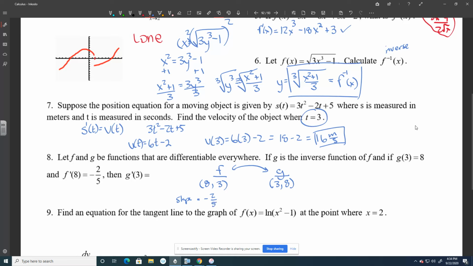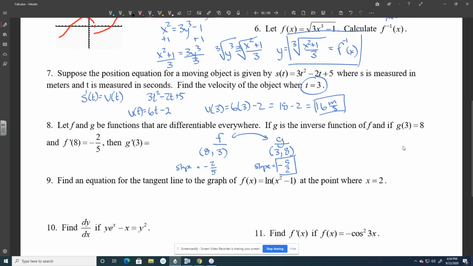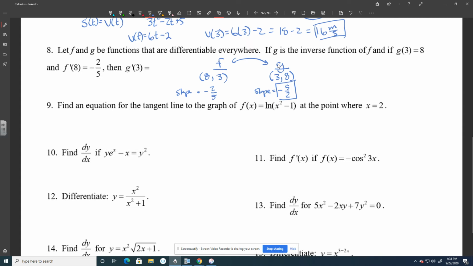Now I can use that information because if my slope at 8, 3 is negative 2/5, then my slope at the inverse, instead of 8, 3, my slope at 3, 8 is the reciprocal. It's going to be negative 5/2. So g prime of 3, my slope at 3, is negative 5/2. I like the way that problem flows. It really makes sure that you understand what inverses mean and how they work, even in function notation. We have no idea what the functions are, but knowing information about the function, you should be able to work your way through that one.